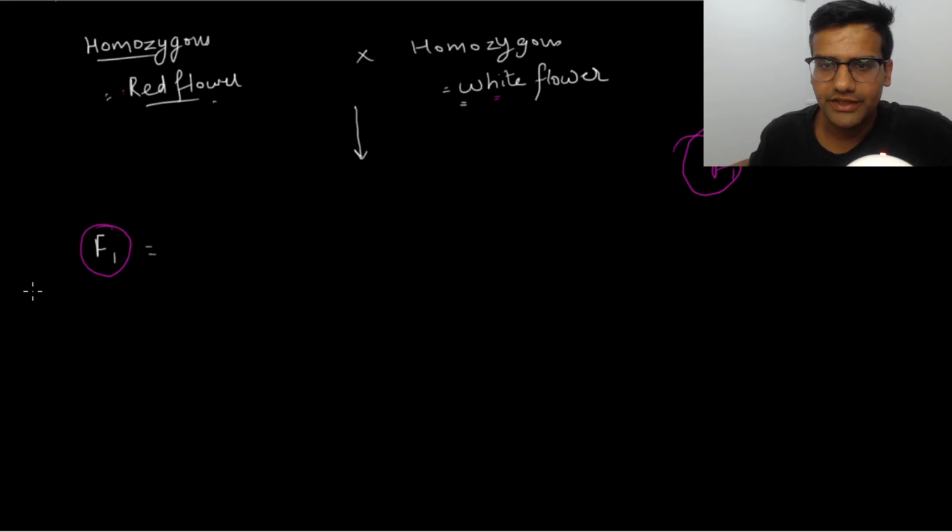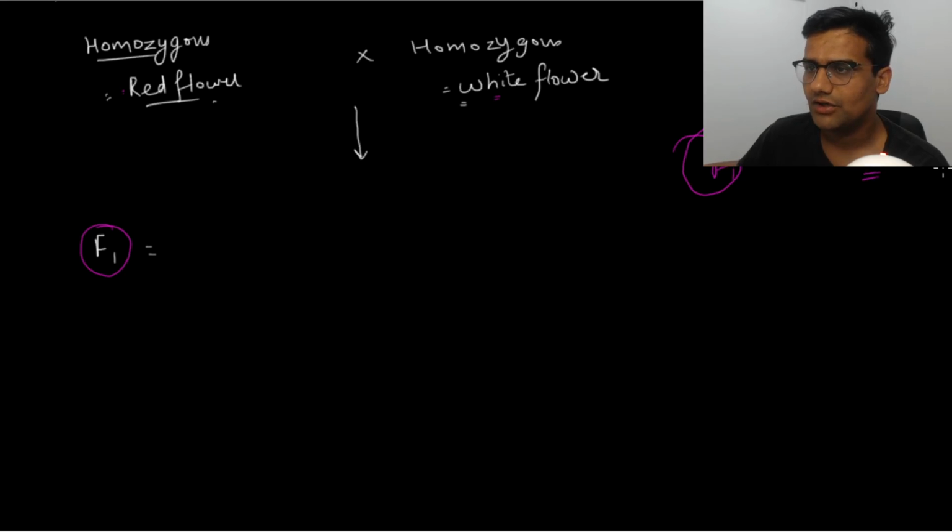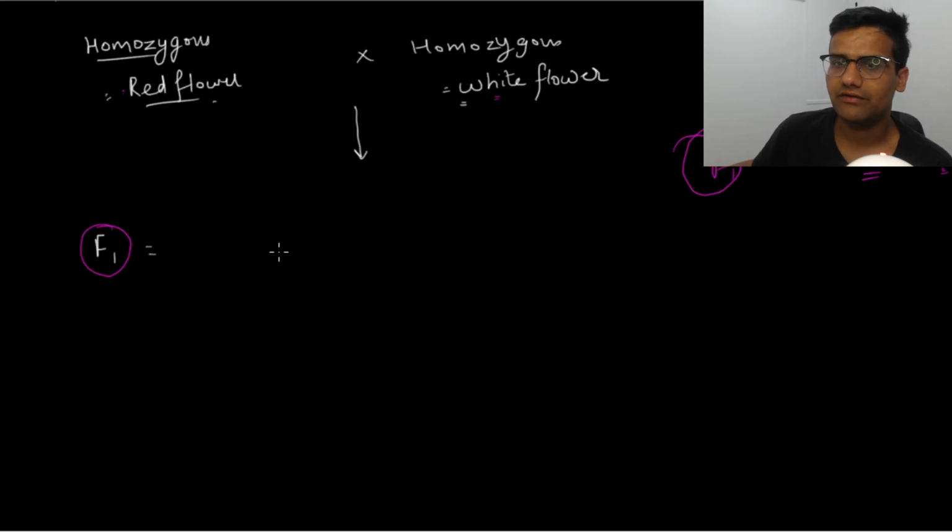After obtaining the results of the cross, in the F1 generation he was totally surprised. Neither of the flowers was red or white. He thought maybe the experiment went wrong. He did the same experiment again, but he got the same results.